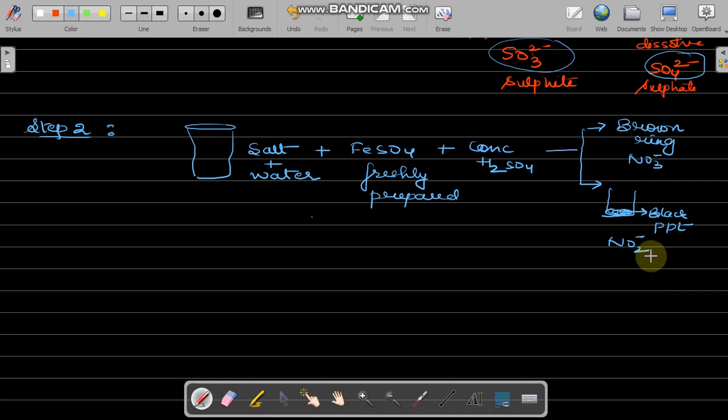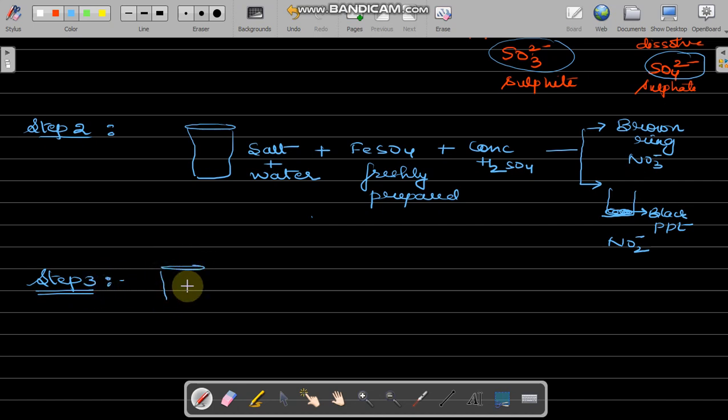Now, likewise in step 1, in step 2 also, when you put this, if neither of the two takes place, then you come to step 3. It means sulfite, sulfate, nitrate, nitrite are absent. So what is your step 3?